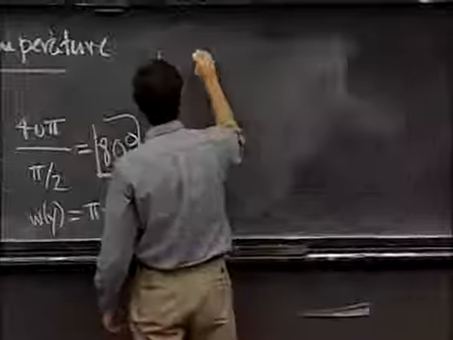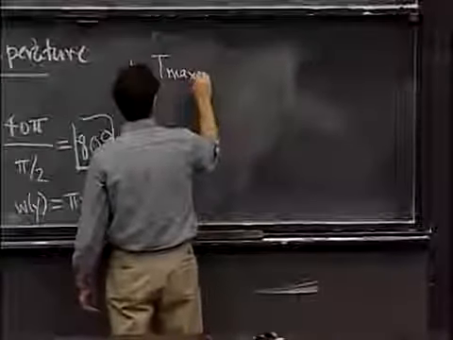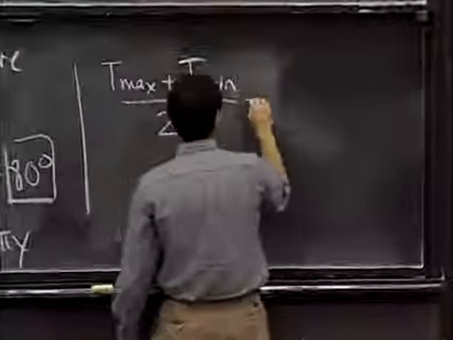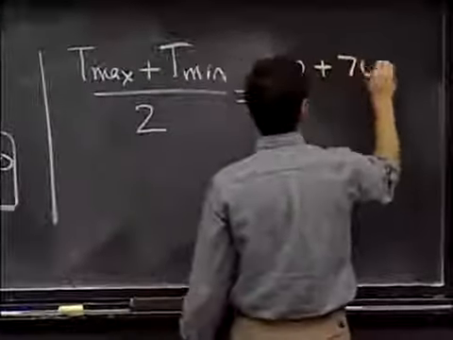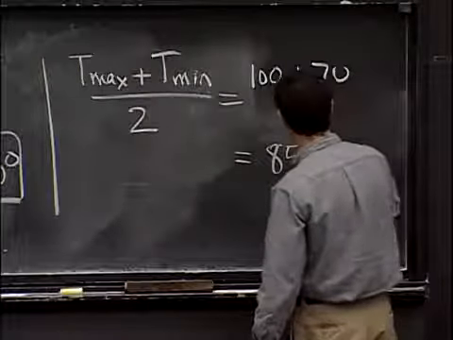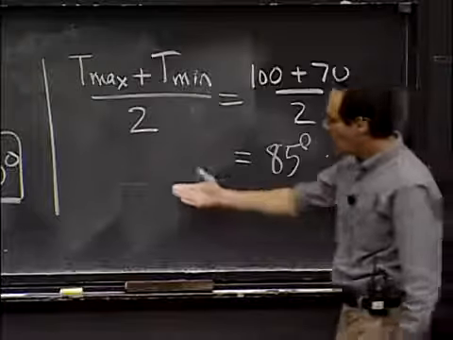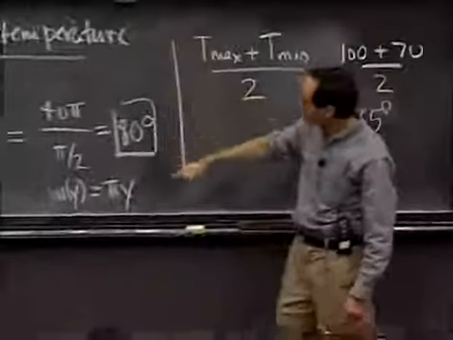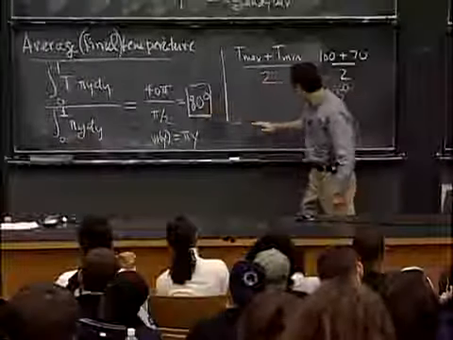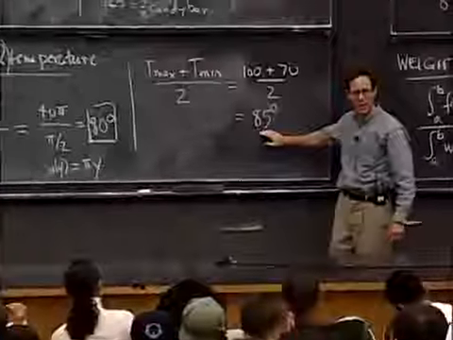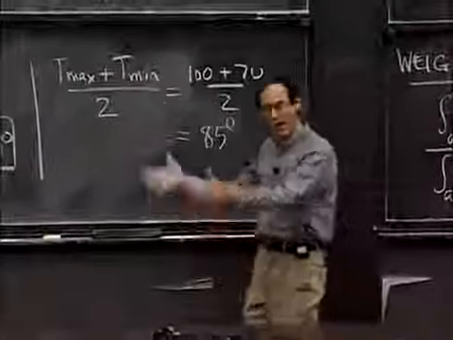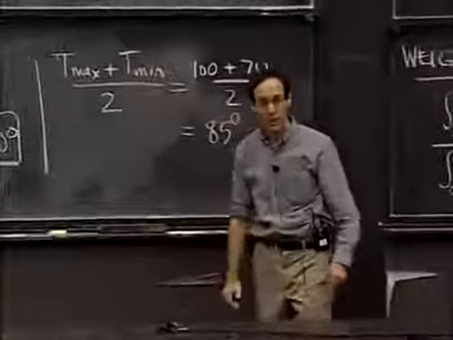If you compare this to the ordinary average, if you take the maximum temperature plus the minimum temperature divided by 2, that would be 100 plus 70 divided by 2, you would get 85 degrees. And that's bigger. Why? Because the cooler water is on top, and the actual average, the correct weighted average, is lower than this fake average, which is not the true average in this context. All right? So the weighting is that the thing is getting fatter near the top.